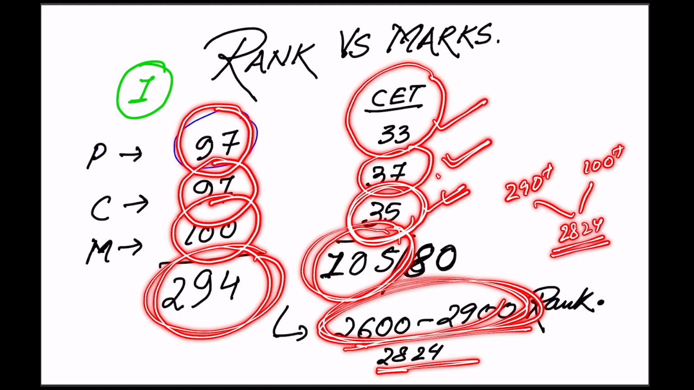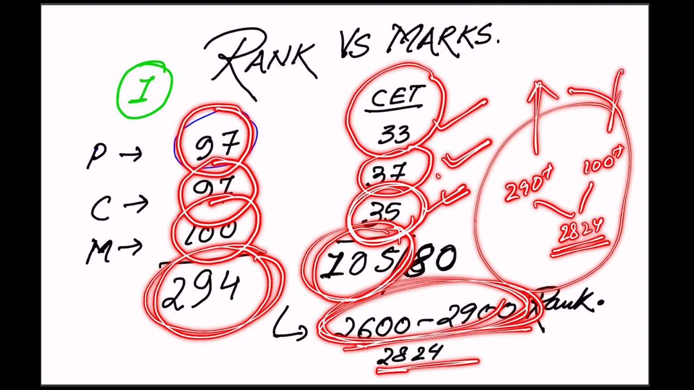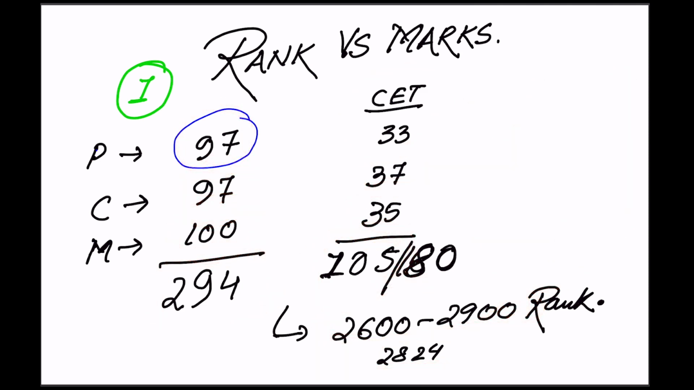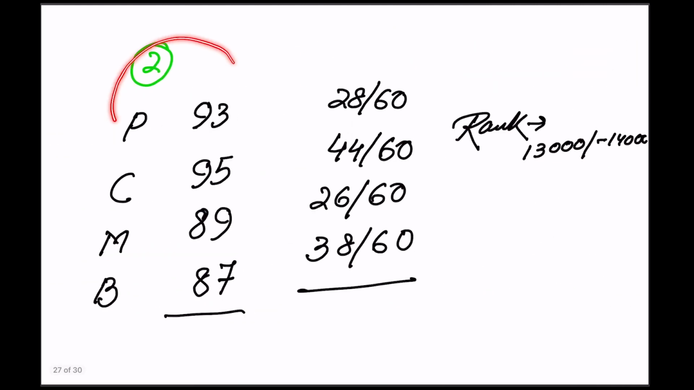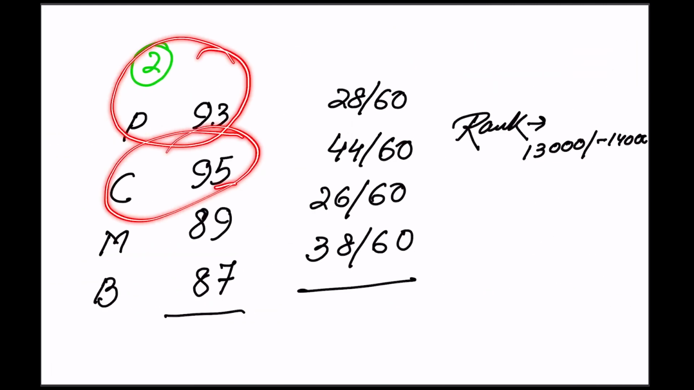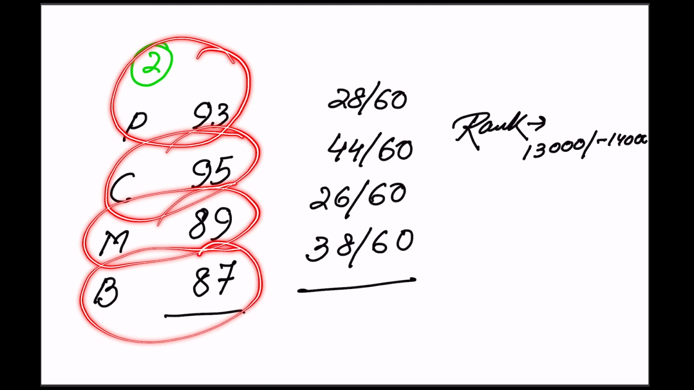So understand, students. Here 290 plus, here 100 plus. So how much is the rank fluctuating? Now see one similar example. Here physics he got 93, chemistry 95, maths 89, bio 87 he got.